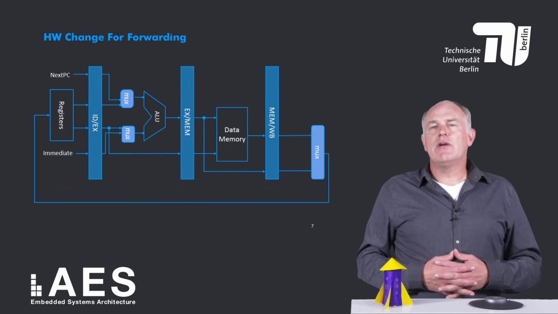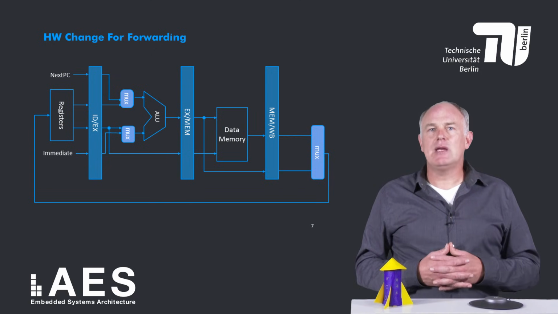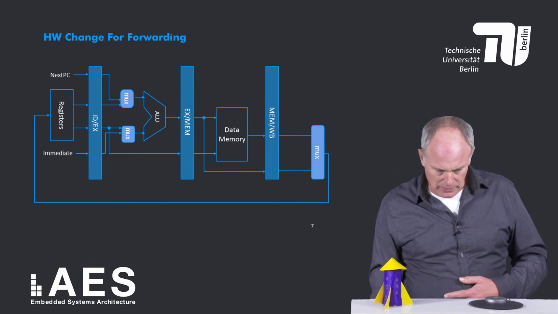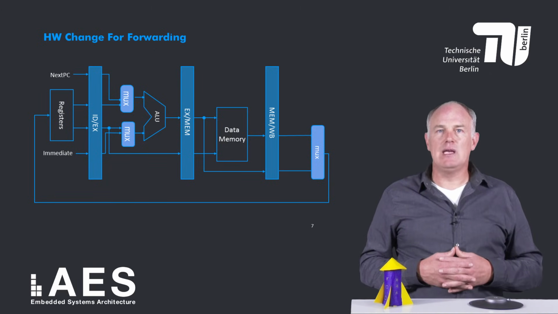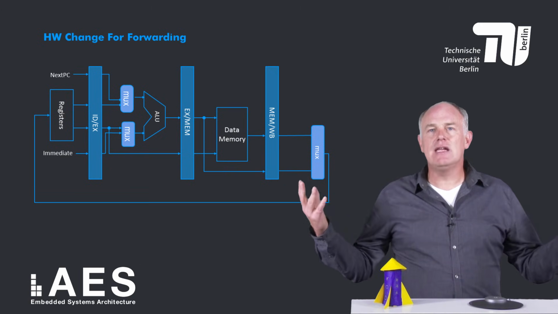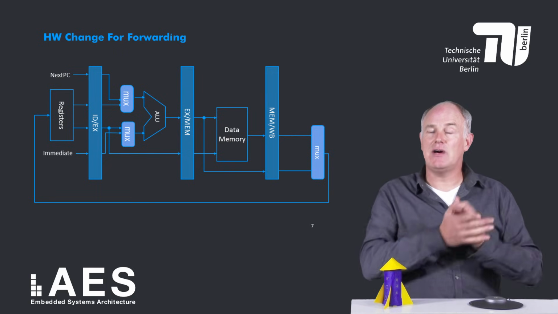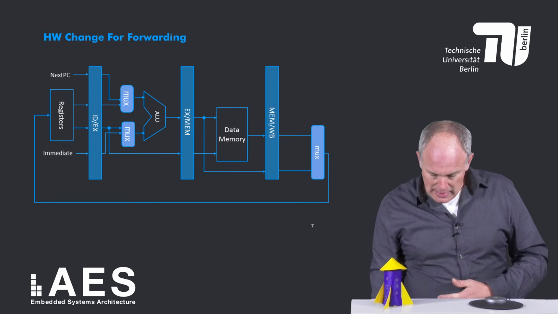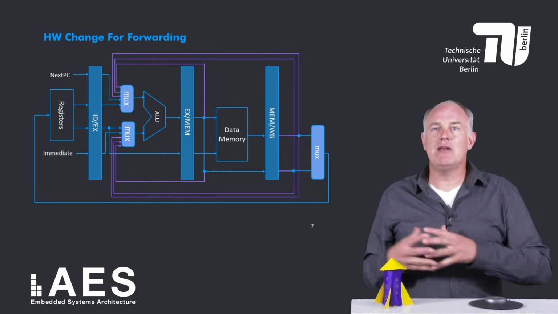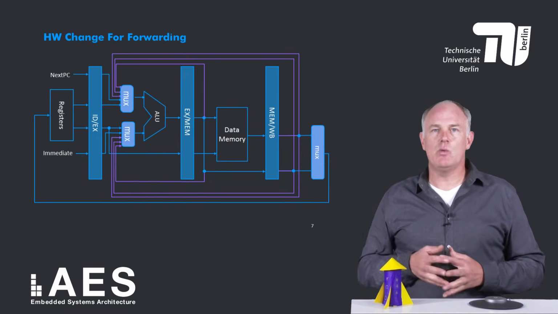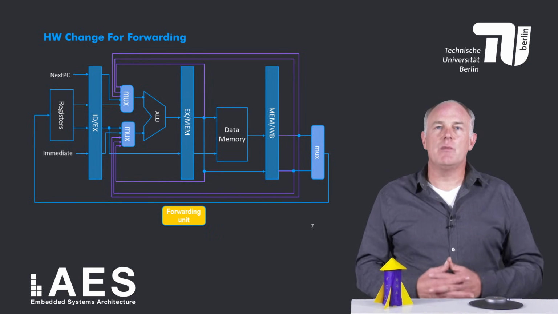What hardware changes are needed for forwarding? This figure shows part of the pipeline data path that we developed in the previous lesson. First, we need to expand the multiplexers in front of the ALU inputs. Larger muxes are needed in order to be able to select between the data that was read from the register file in the previous clock cycle and the result available in the XMEM or MEM write back pipeline registers, as indicated by these blue wires. This forwarding unit here controls these muxes.